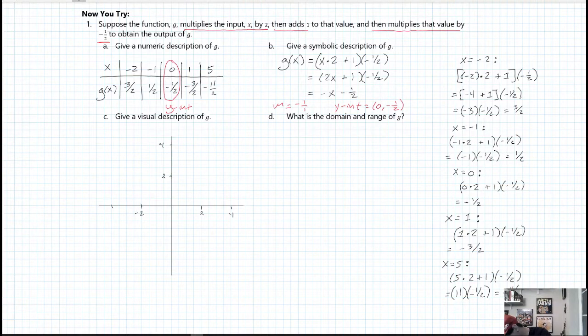Get all of our scale written down here. This is expected. I do want to see scales on your axes. You don't need to label every single grid line. That gets very cluttered very fast. But every so often, so that we can quickly find the values of any points that we're looking at.